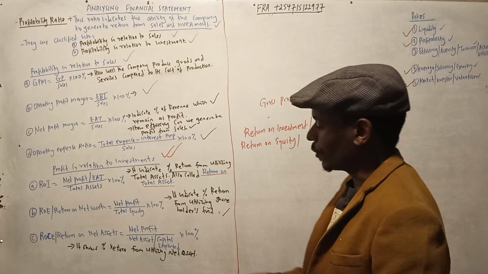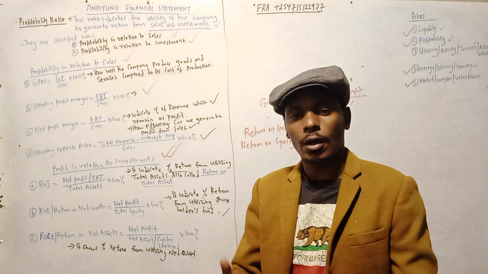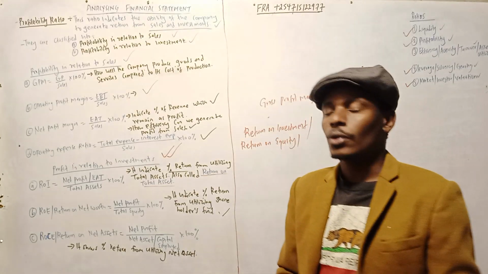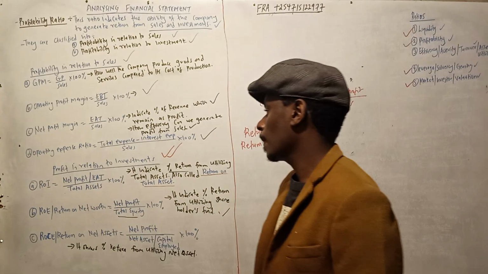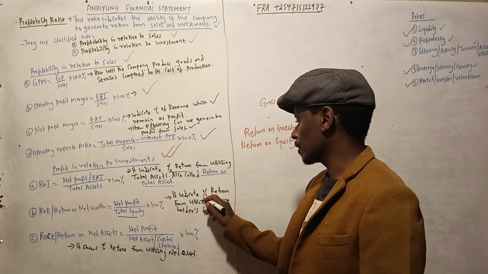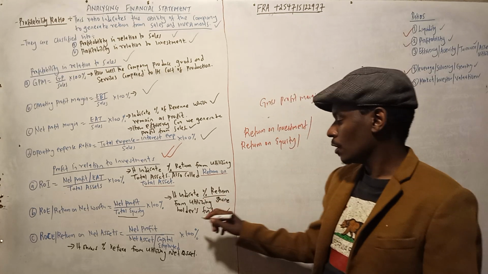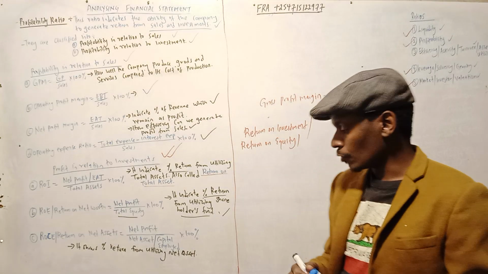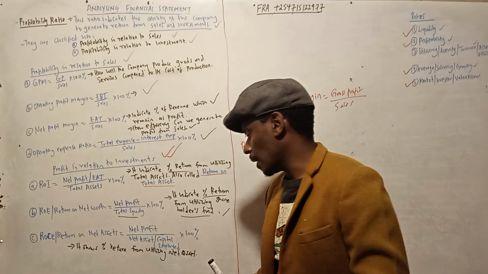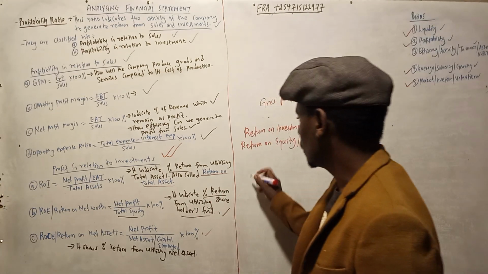It's equal to the net profit over total equity. Now this one shows how effectively we can generate our profit from the total equity. So it indicates the percentage return from utilizing the total shareholders' fund. How well can we generate our total profit from the shareholders' fund?